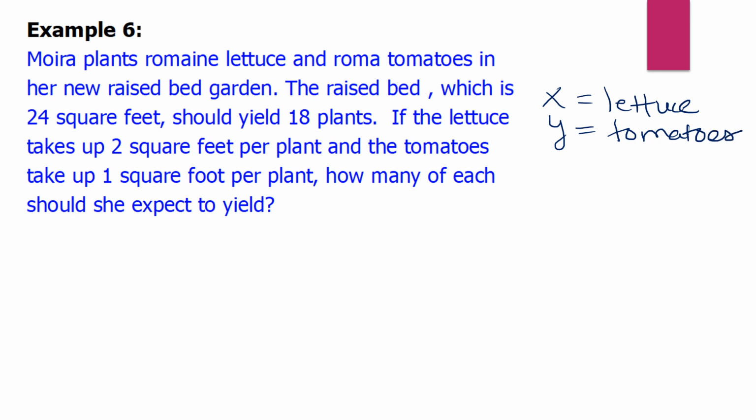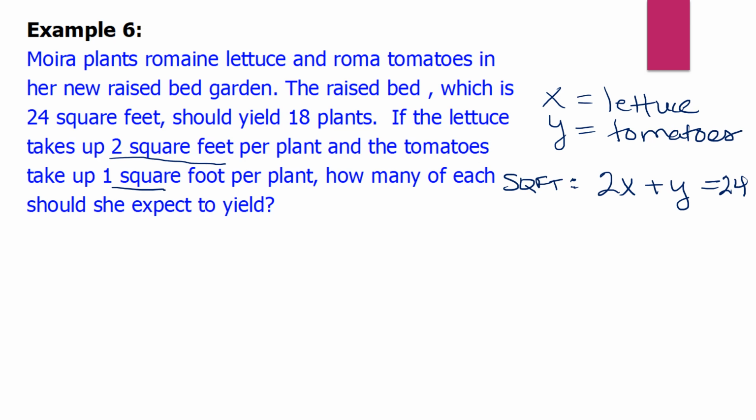All right, so the next sentence says the raised bed, which is 24 square feet. So I'm going to talk about the area of the square footage of the raised bed. Okay, there's a total of 24 square feet. Now I need to look to see how much each of those plants is going to take up. So the lettuce takes up 2 square feet, so that could be 2x, and the tomatoes only take up 1 square foot, so plus 1y. That'll equal a total of 24 square feet.